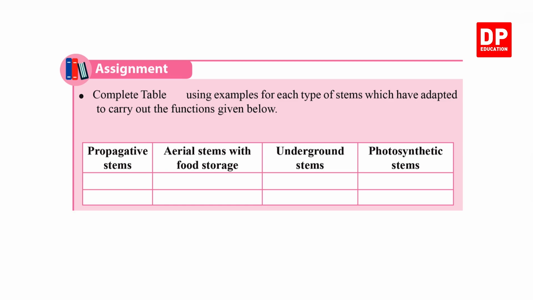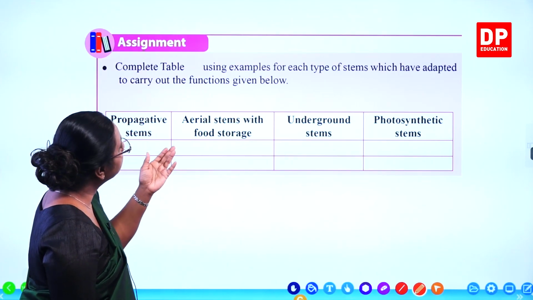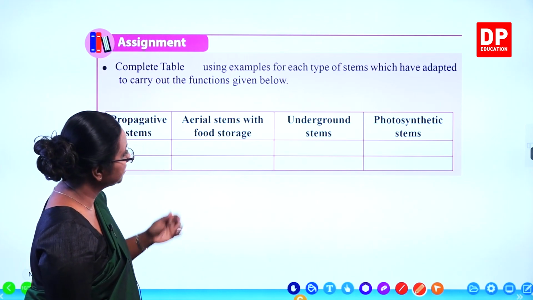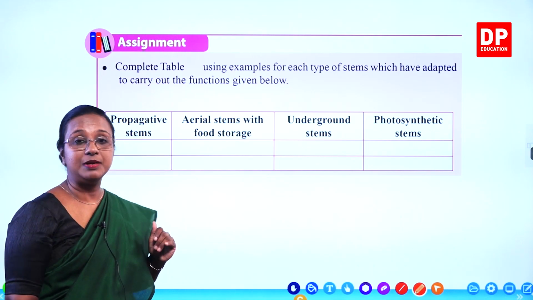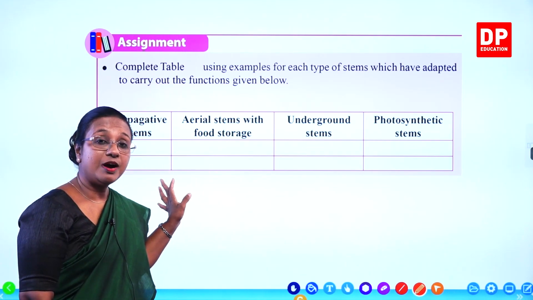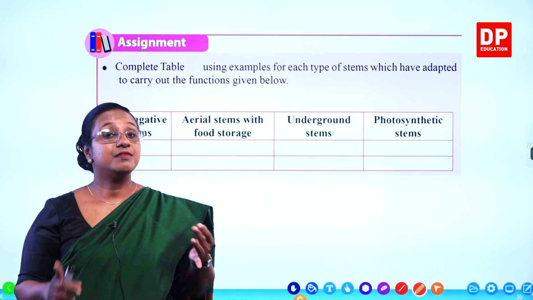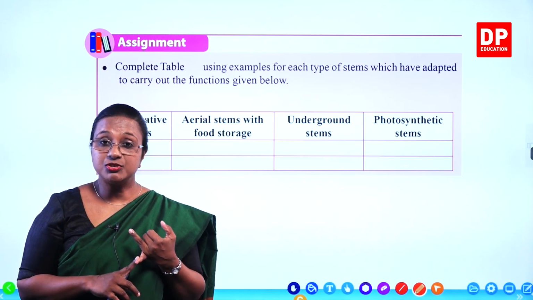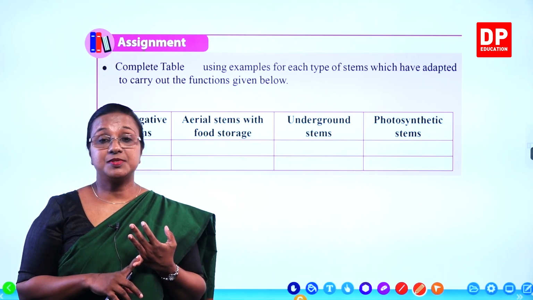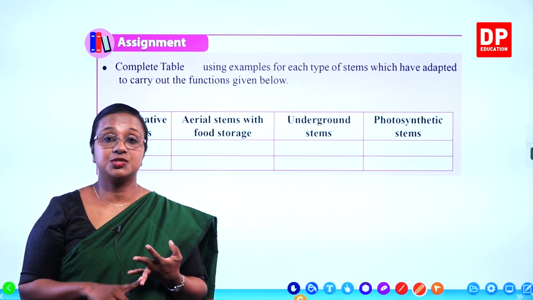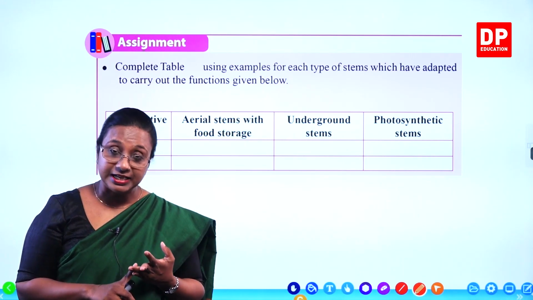Assignment given in your textbook. Complete the table using examples for each type of stem which has adapted to carry out the functions given below. So far we discussed different functions. What are those functions? First we looked at the over the ground stems, the runners or the stolons, that are propagative stems. Another type, the suckers. So runners, stolons or suckers are all propagative stems.